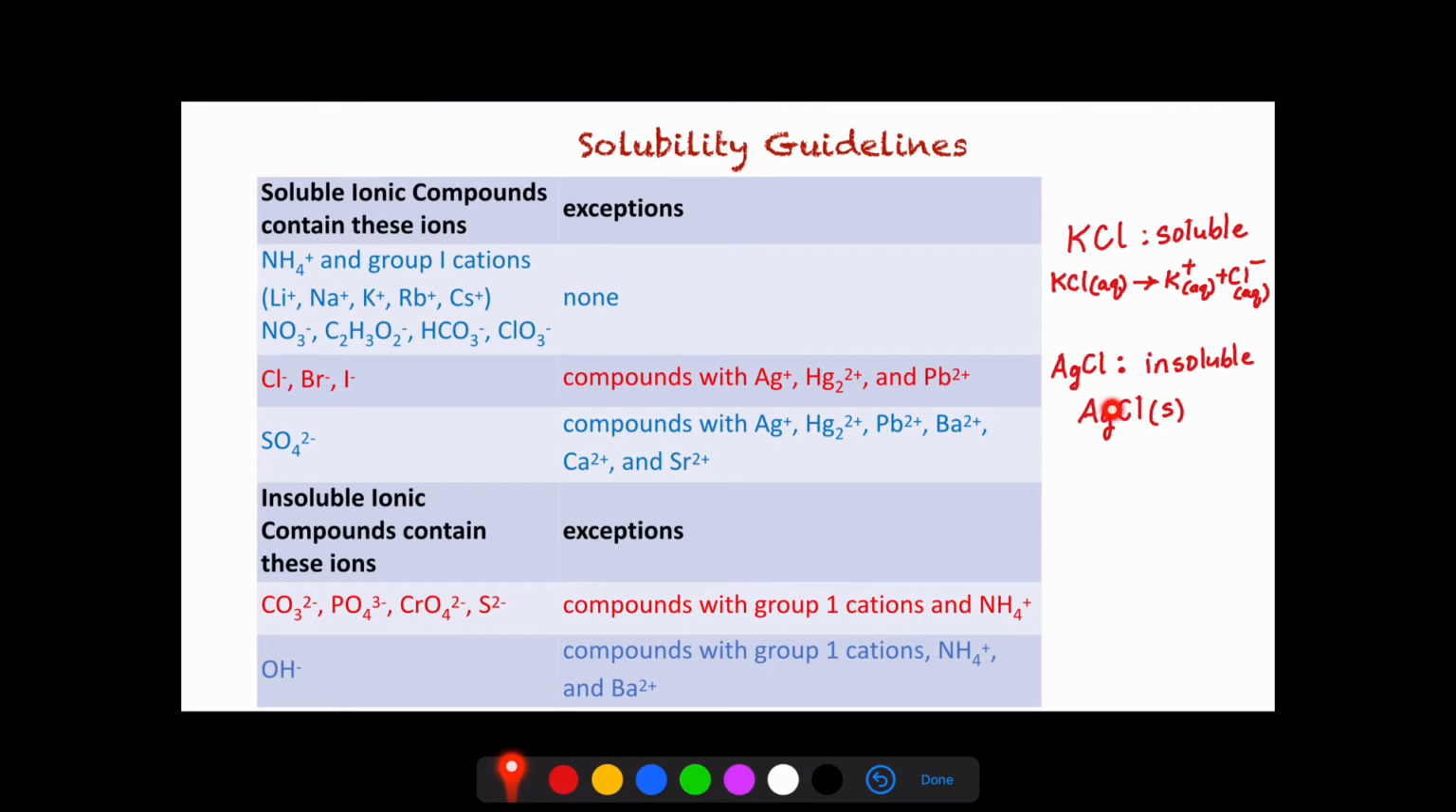So all of the silver chloride that you put in is going to clump at the bottom. We can say the state is still solid. Silver chloride is a solid to begin with.